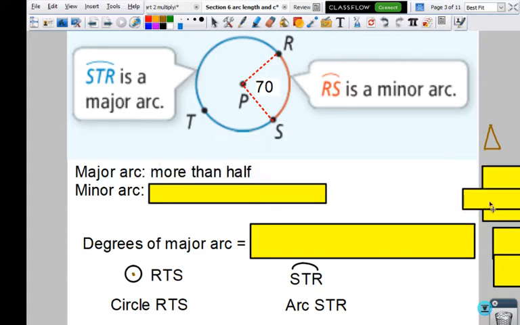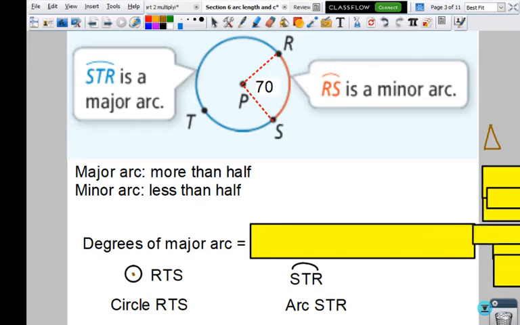A major arc is more than half of a circle, and a minor arc is just less than half. So this whole slide is just basically vocab. But if it's half and half? You know, I'm not sure actually. Good question. We have to look that up.